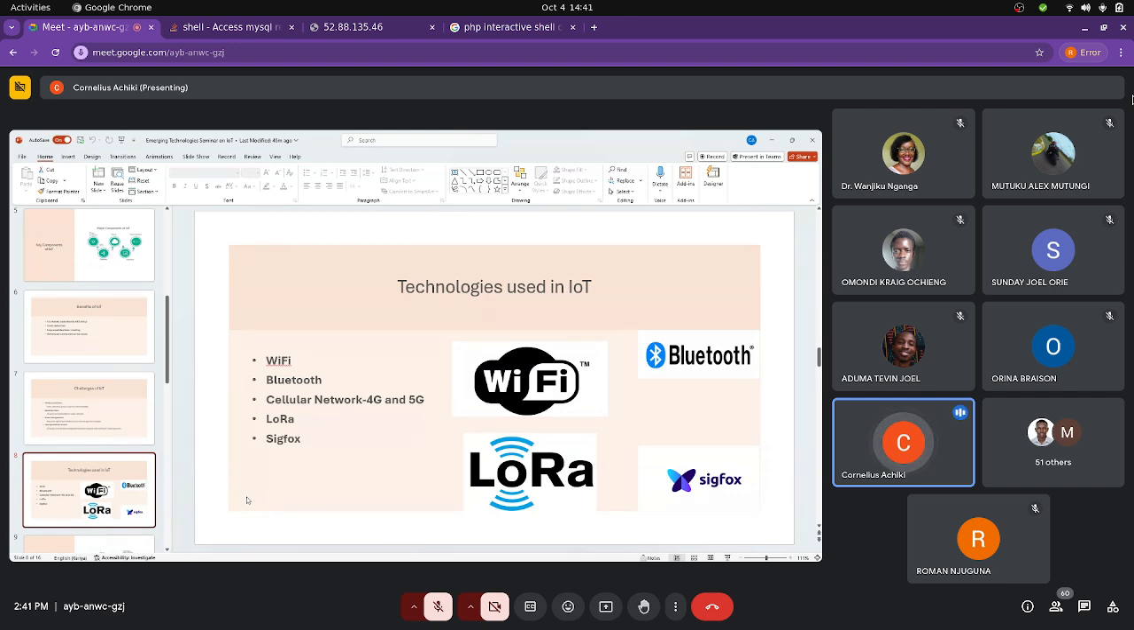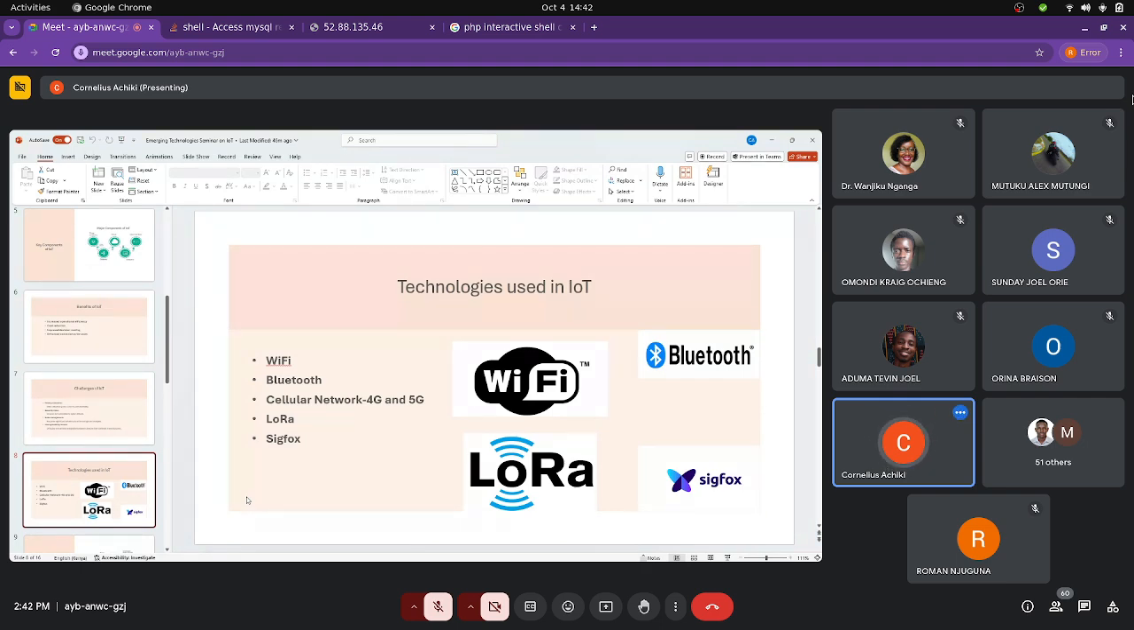The only difference is the kind of frequencies that each run on. So Wi-Fi has different frequencies, 2.4 and 5 gigahertz. Bluetooth is also in the 2.4 gigahertz. And then you have cellular that is within the 900 megahertz range. And then you have the LoRa and the Sigfox. Now, most of the IoT companies prefer to run cellular, LoRa, or Sigfox.